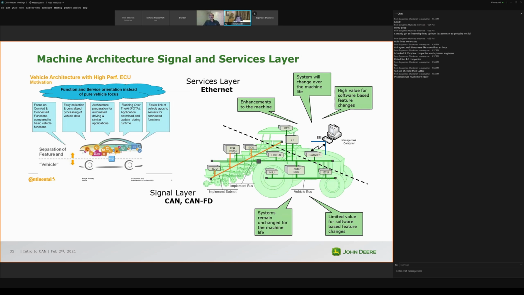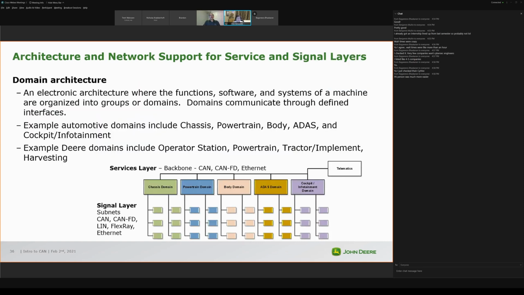So when you think about where we would apply Ethernet and where we would apply CAN and CAN-FD, the services layer is more Ethernet and has been entrenched in Ethernet for a long time. The signal layer is more CAN and CAN-FD for the technologies that we use there. And I think I just have one slide, and then we can go to questions and answers.